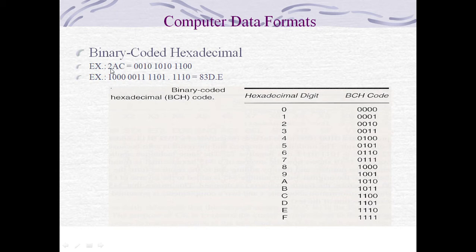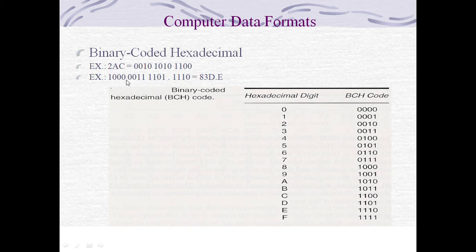For example, 2AC is a hexadecimal number, and this hexadecimal number can be encoded using BCH code. So the code for 2 is 0010, so 0010 is written for 2. For A, the code is 1010, so we write 1010 for A, and then we write 1100 for C. So this is the binary coded hexadecimal number, and this is the hexadecimal number.